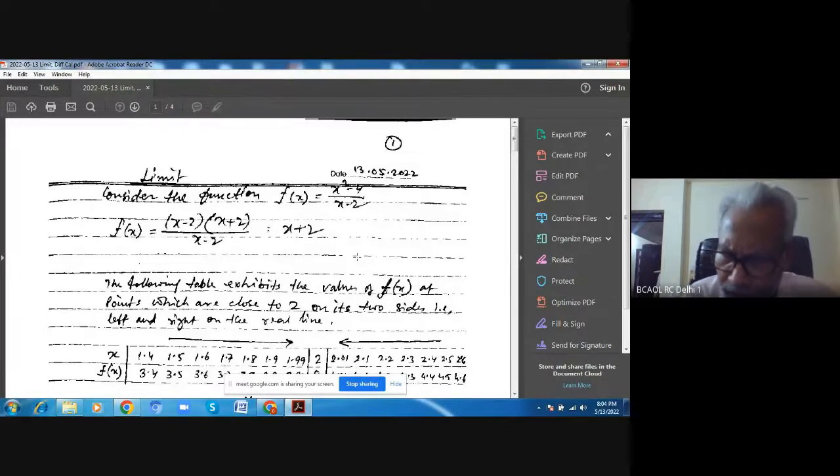So limit, first of all I have to discuss about the limit. Suppose consider the function, as you know, f(x) = (x² - 4)/(x - 2). A function is nothing but a relation between two variables. Suppose supply and demand. So there is some relation there. It is a function between supply and demand.